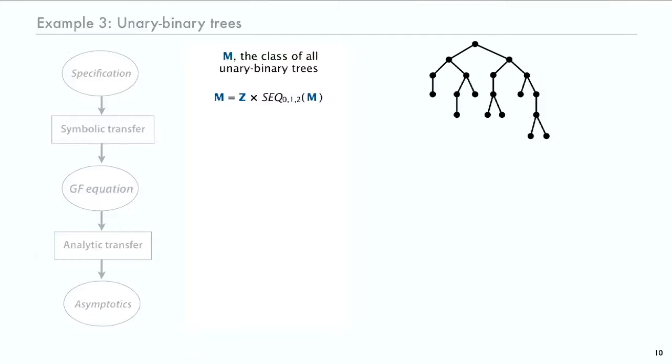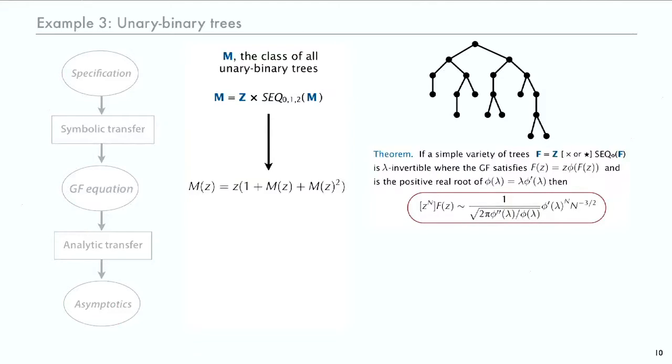So that's simply expressed. Immediately translates to the generating function equation, m of z equals z times (1 plus m of z plus m of z squared). That's a simple variety of trees. So we identify the characteristic function, 1 plus u plus u squared, compute the derivatives, 1 plus 2u and 2. Characteristic equation is you set phi of u equal to u times phi prime of u and solve. In this case, it's lambda equals 1 again. 1 plus 1 plus 1 equals 3. 1 plus 2 is 3.